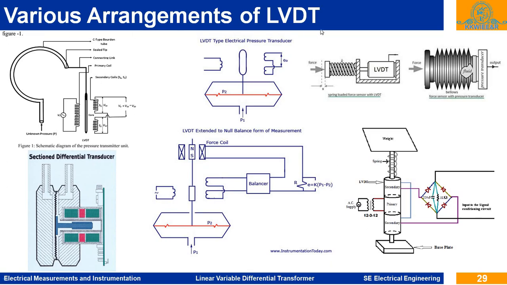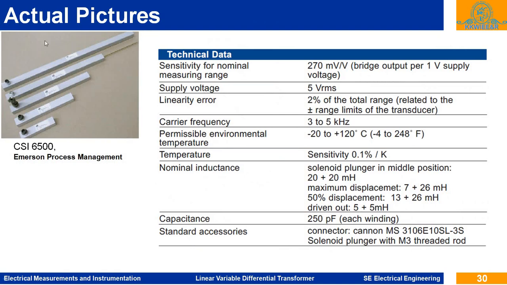Now this slide shows the various arrangements of LVDT. This is a burden tube, then this is a diaphragm type. Here a spring-loaded LVDT is used directly for the measurement of displacement. Here the LVDT is used for the measurement of weight. Again here, measure the pressure difference P1 and P2 by using the diaphragm. In this way we can use the LVDT as a secondary type transducer, or as a primary type transducer. Now these are some actual pictures.